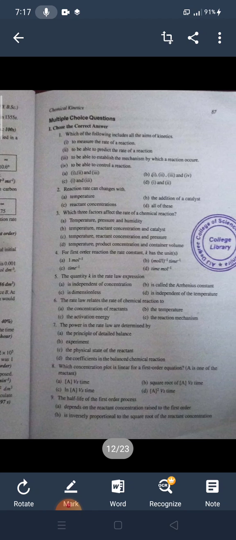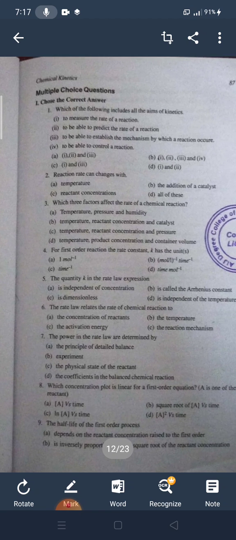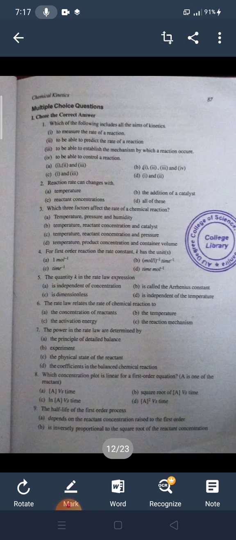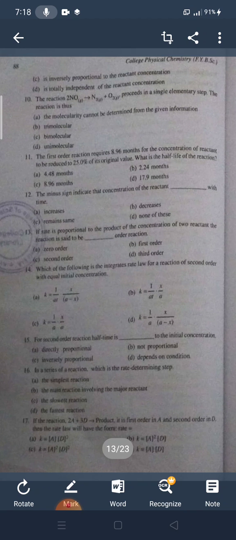Which of the following includes all the aims of the kinetics? You can go through this particular thing. All the MCQs, whatever the probable MCQs, we have discussed already during the topic. Here, you please go through this. These are the MCQs. You can see these MCQs and try to remember.